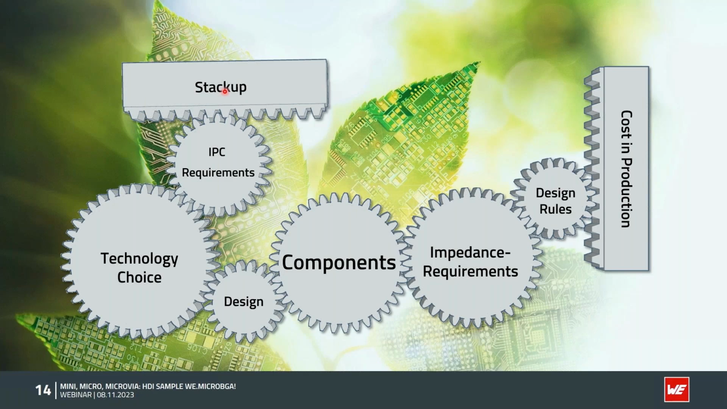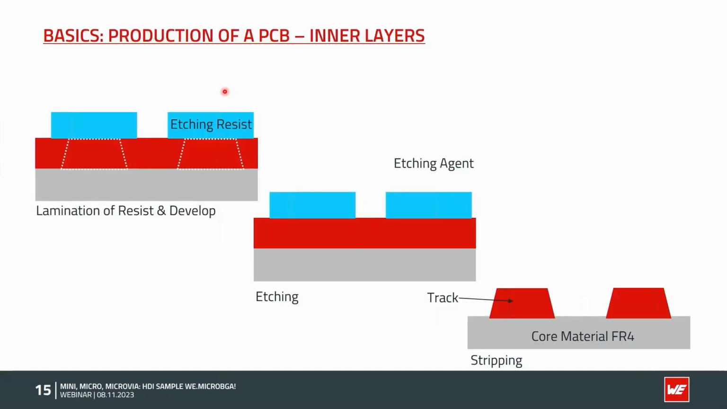To understand that a little bit better, I have a few examples in our production. Let's start here in the inner layer production. In the inner layer production, we start with a core material, which is both-sided copper clad, full copper everywhere. We laminate this blue etching resist on top, put light on it, develop it, everything with light stays hard and is solid. Everything without light gets washed away, developed away.